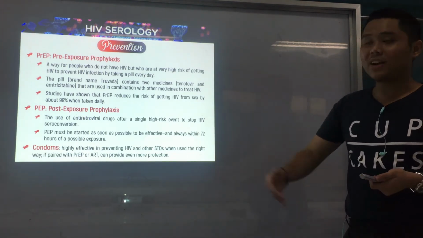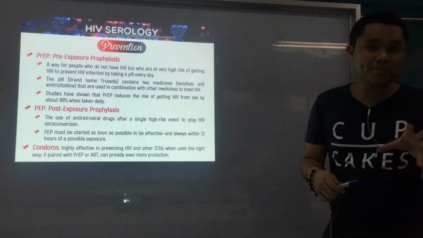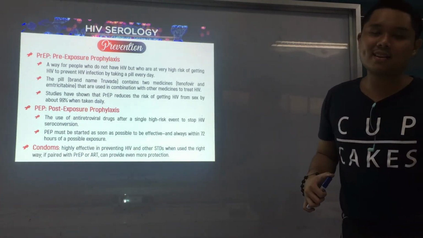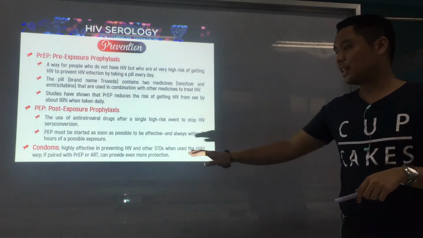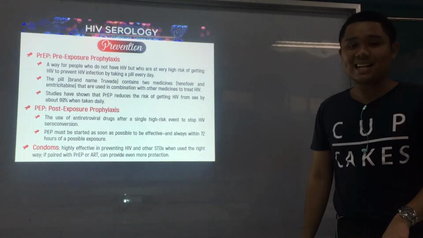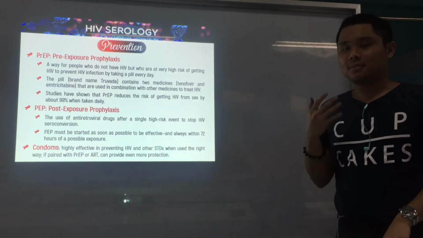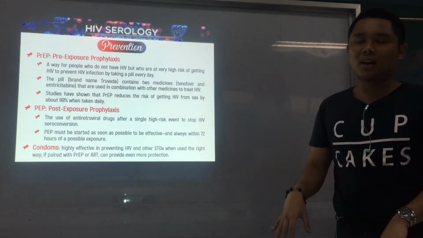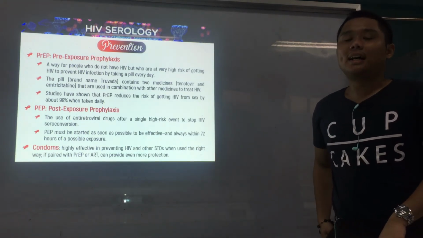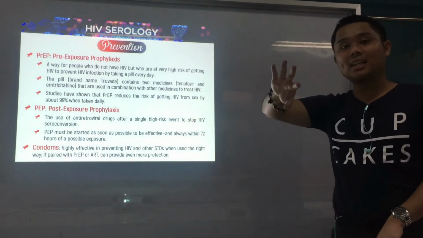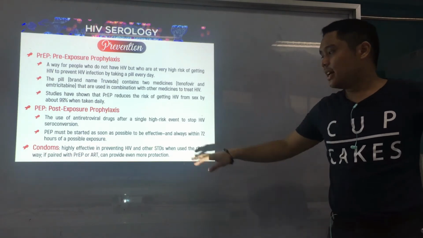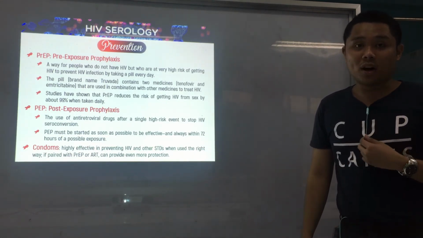And of course, prevention: condoms. Very cheap, can be found anywhere, very affordable. And aside from protecting from HIV, they can also protect you from other STDs, like gonorrhea, syphilis, and herpes, and other sexually transmitted diseases. And if you pair it with PrEP or ART, antiretroviral therapy, then it can provide even more protection.